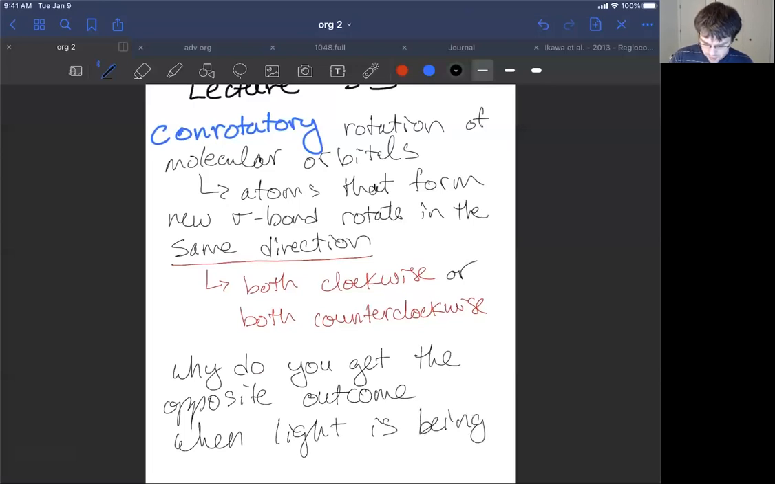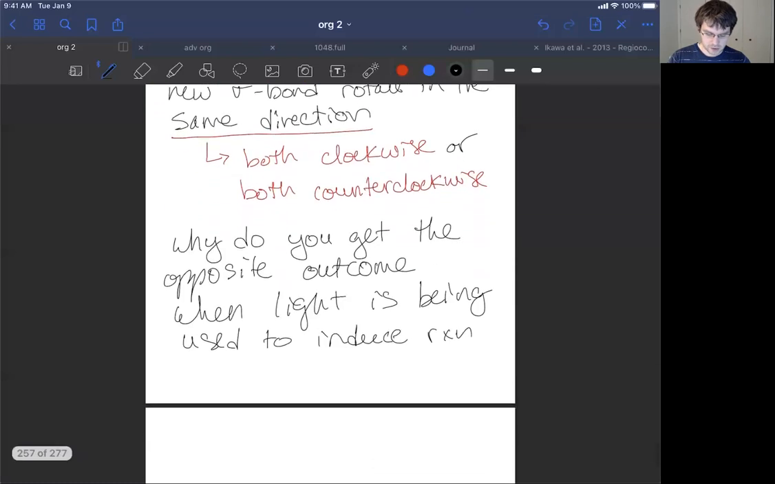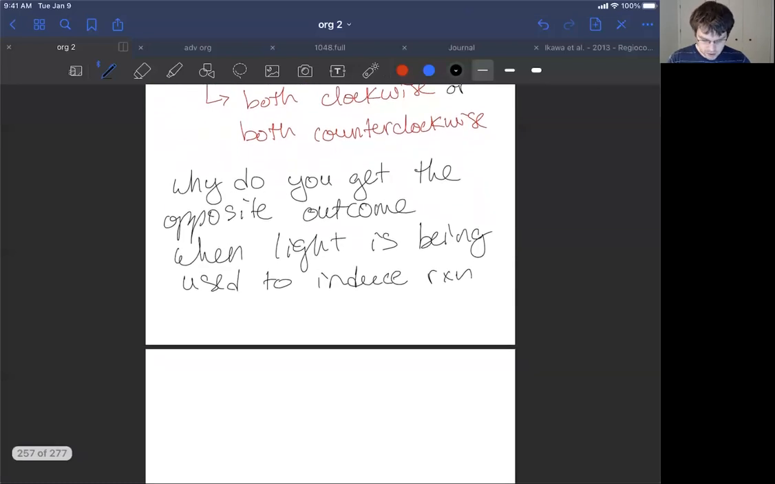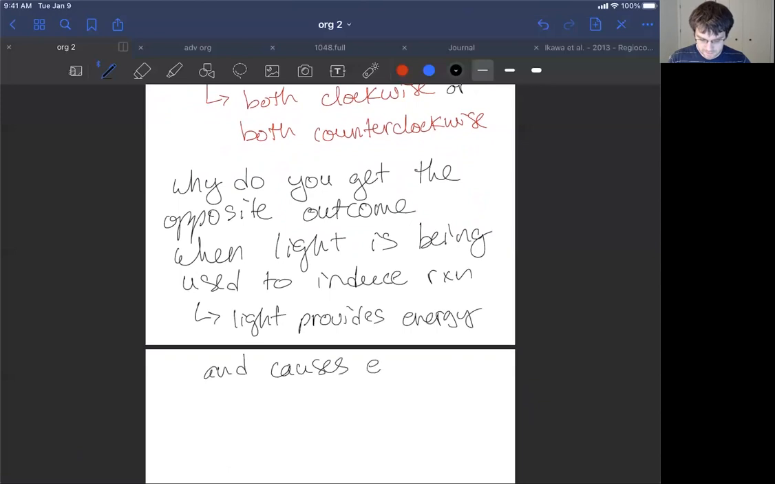Well, it has to do with how the light is interacting with the molecule to provide energy to the system. When light provides energy to the system, it encourages the reaction through electronic excitation. So light provides energy and causes electronic excitation.